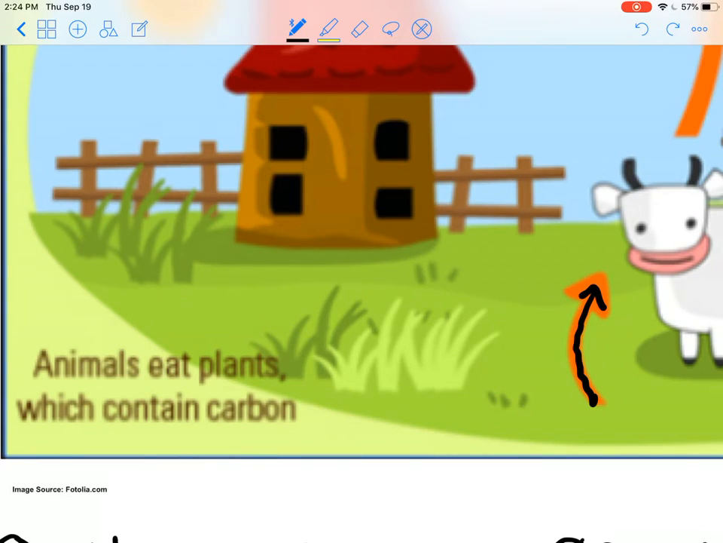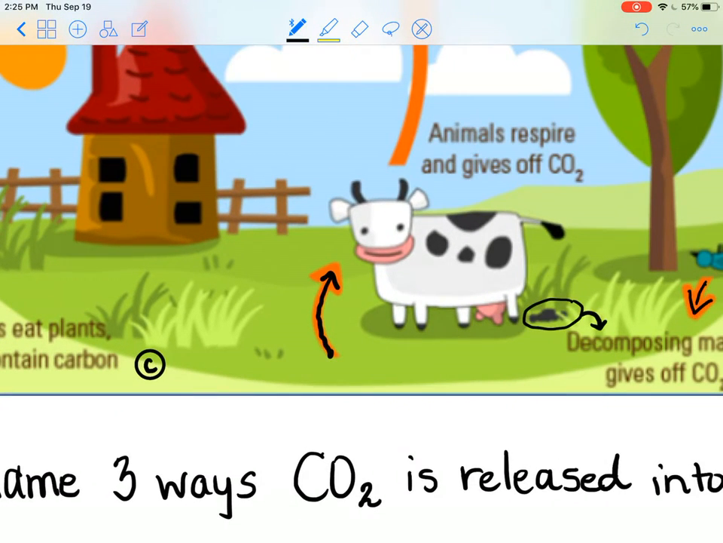Animals eat plants which contain carbon. Remember, all living things contain carbon. Now, this is not carbon dioxide, this is just carbon atoms. So we're talking about just plain old C's. Okay. So the cow eats the grass.